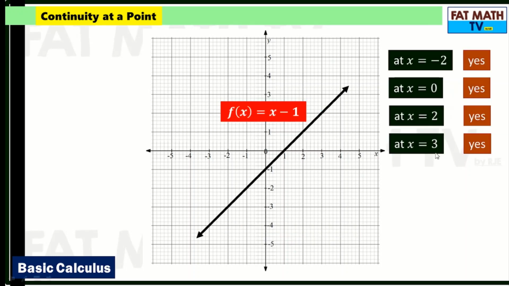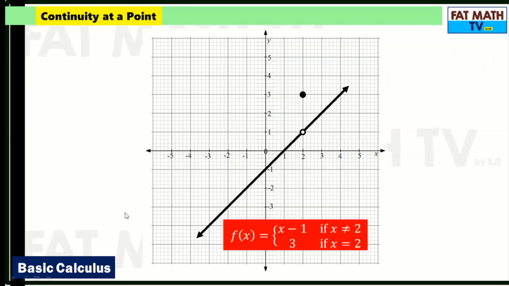Actually, if you have any value of x, the function is still continuous. So this function is continuous at any value of x because it has no interruptions. You will have no interruptions if you pass through that value of x.